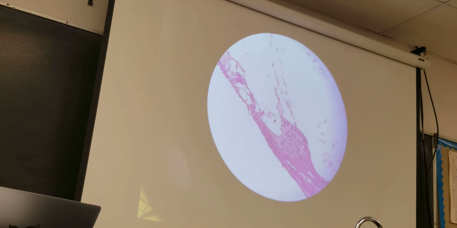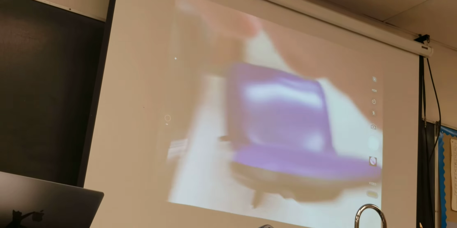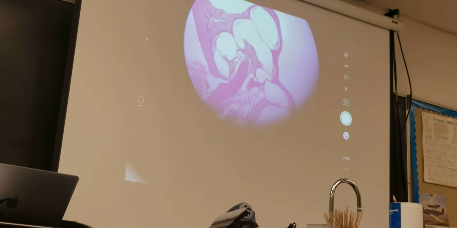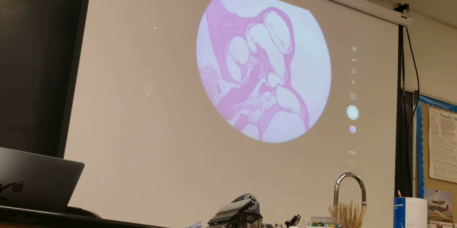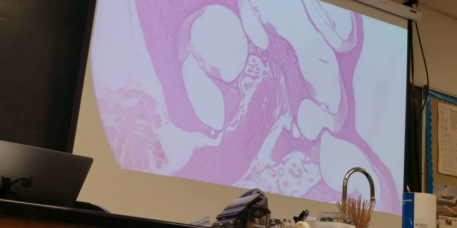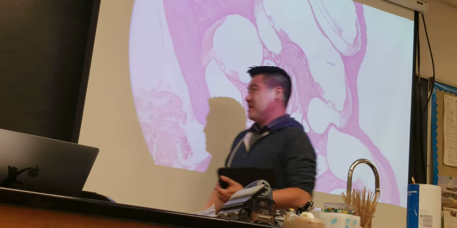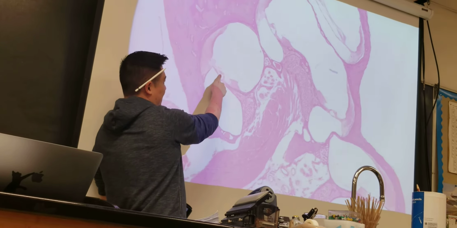So I think they have prepared for you guys a nice zoomed in one over here. Alright, so that's pretty detailed. Okay. So 3 ducts, these 3, this organ.